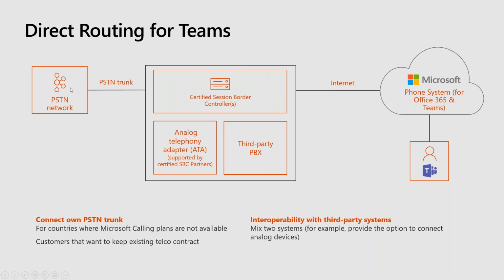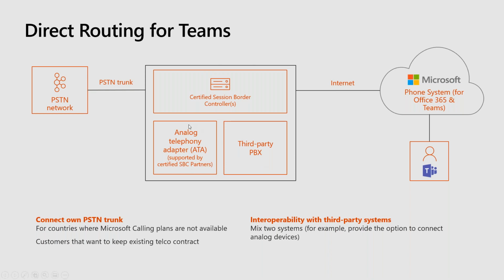So this is going to have a PSTN trunk to the PSTN network, so that we can have incoming calls going to the session border controller, going to Teams, and going to the user. And then outgoing calls will go this way or this route. So session border controllers, depending on where you implement them, you can connect them to your third-party PBX so that you really have an integration between Teams and your existing PBX.